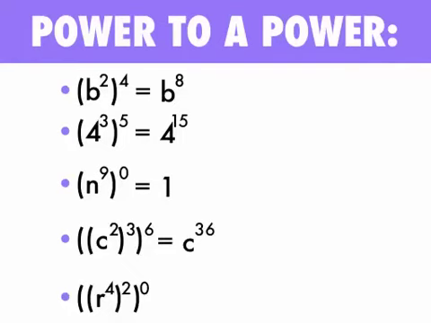And then in your final example on this slide, we have r to the 4th, to the 2nd, and then raised to the 0 power. If you remember, anything raised to the 0 power is always going to give you 1. If you multiplied these together, you would have 4 times 2, which is 8, but then you have to multiply it by 0. So you would get r to the 0 power, which I can just write as 1.